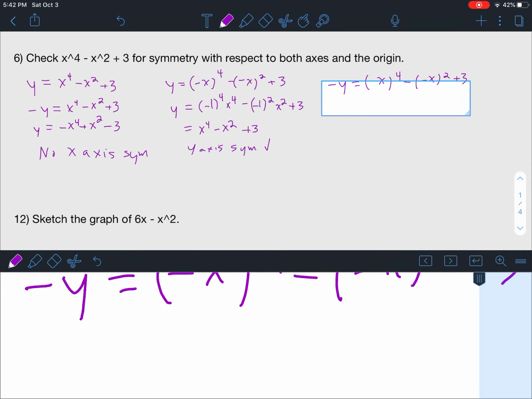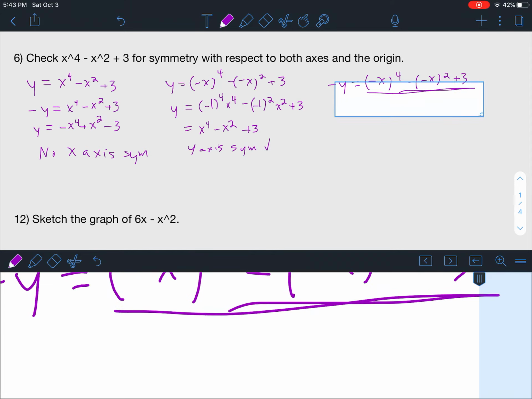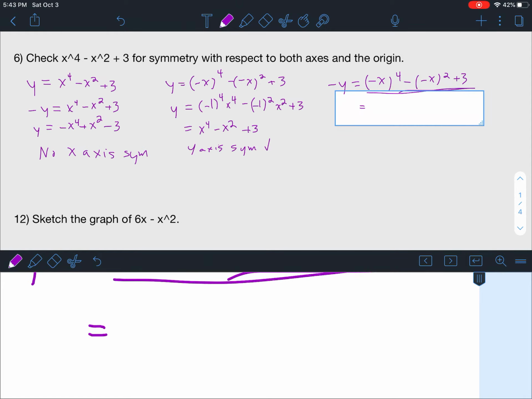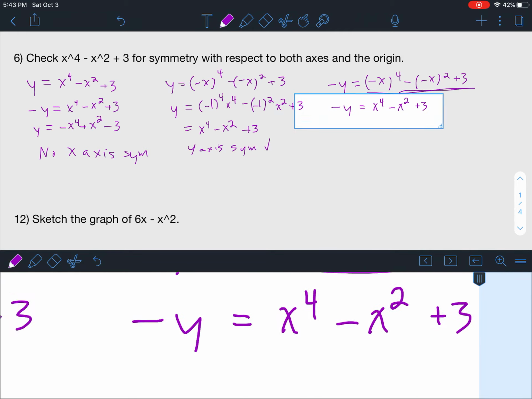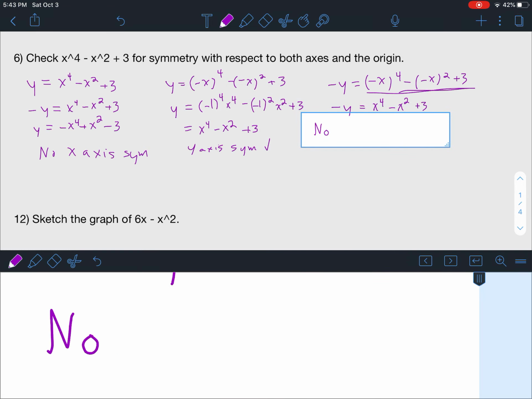And as we saw before, this whole thing on the right-hand side simplifies to the original, which is x to the 4th minus x squared plus 3. So we're left with negative y equals the original expression, which is not the same as y equals the original expression. So there's no origin symmetry here.